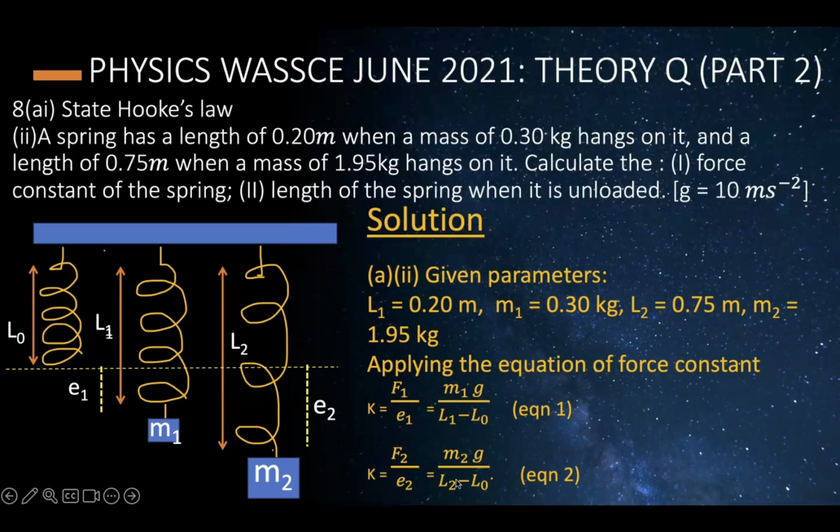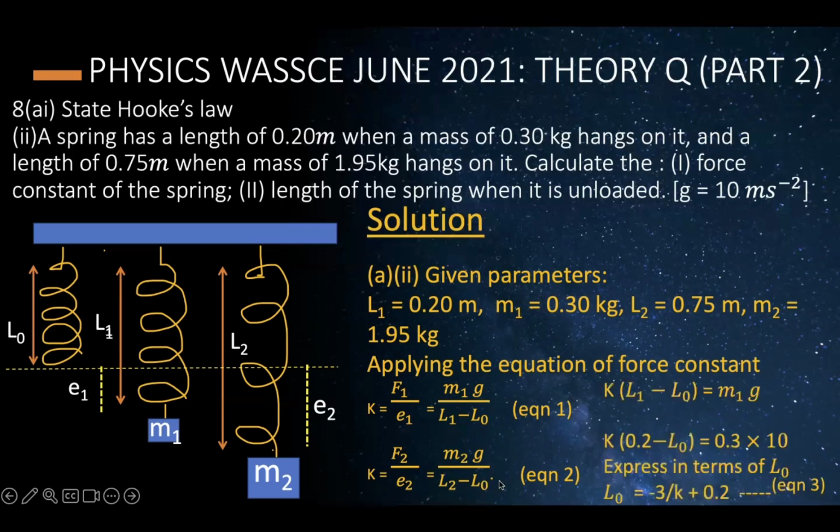Now you set up the second one so that F2 over E2 will be M2 times G over L2 minus L0. This is your equation 2. Just expressing further, equation 1 could be rearranged so that it looks like this. When you have it this way, you can substitute the values that you are given. So L1 is 0.2, M1 is 0.3, and G is 10. Solve this and then you can choose what to do from this stage.